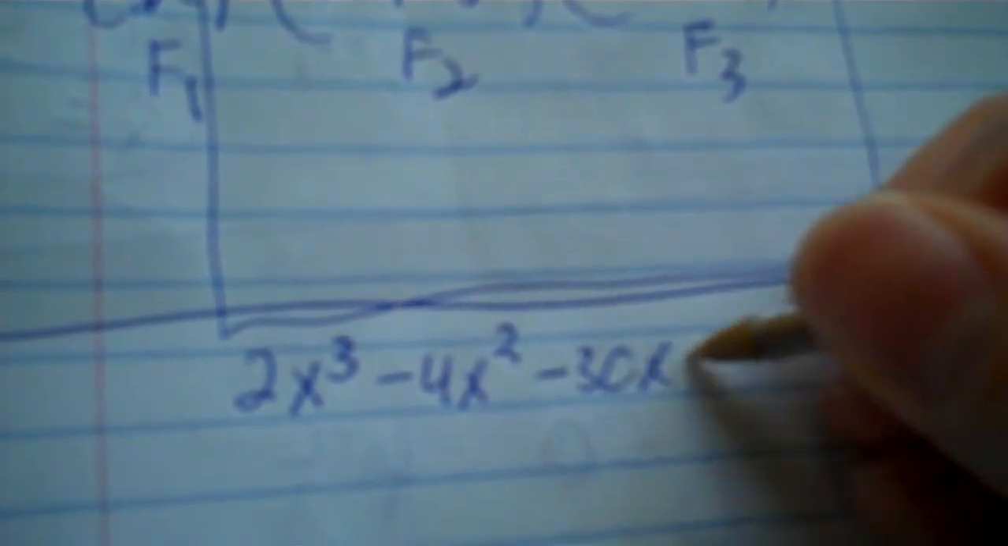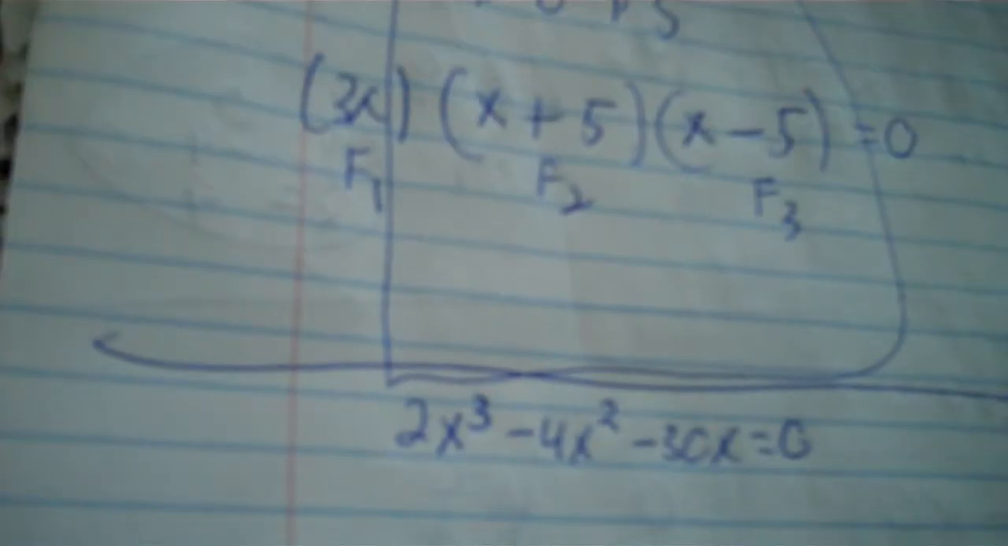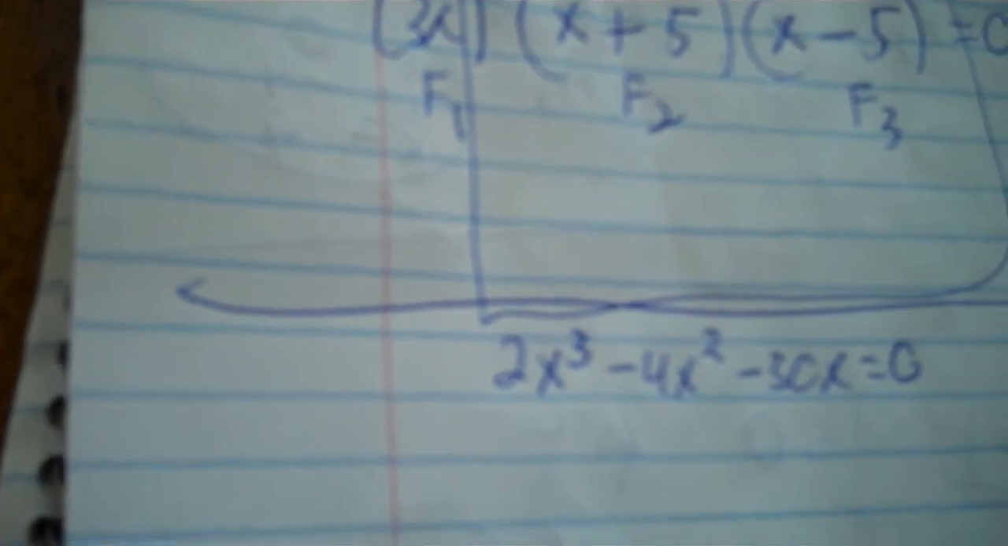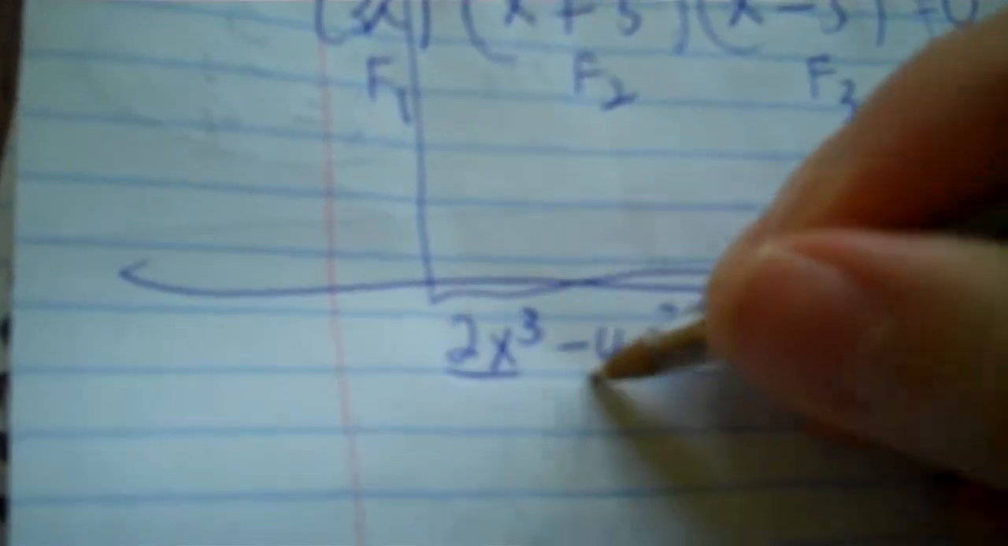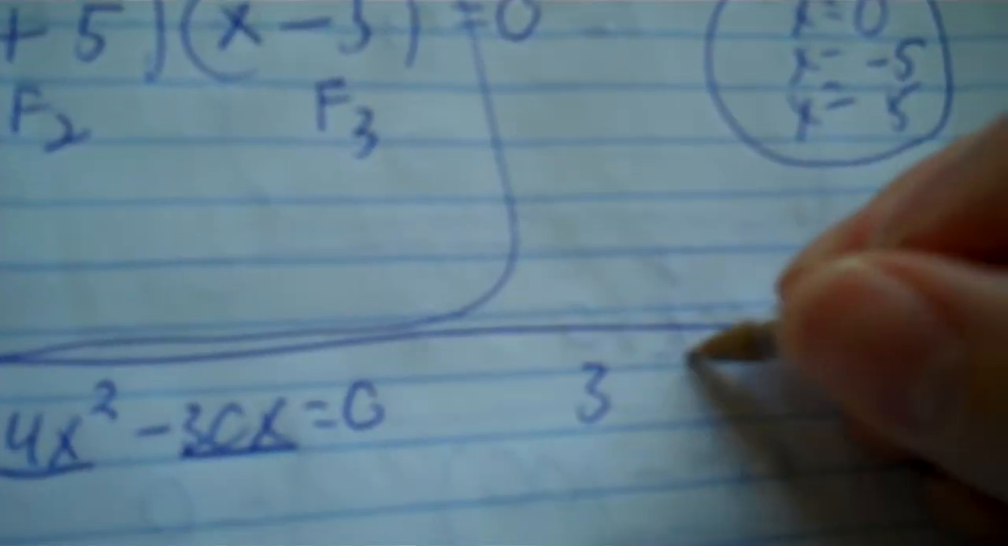Now, the next one. Now the game changes. We have 2x to the power of 3 minus 4x to the power of 2 minus 30x equals 0. So there are 3 answers. But now here I had 2 terms to deal with. Here I have multiple x's. I have a third power, a second power, and a first power. Okay. So we're going to have to factor, but now there are not 2 terms, there are 3 terms.